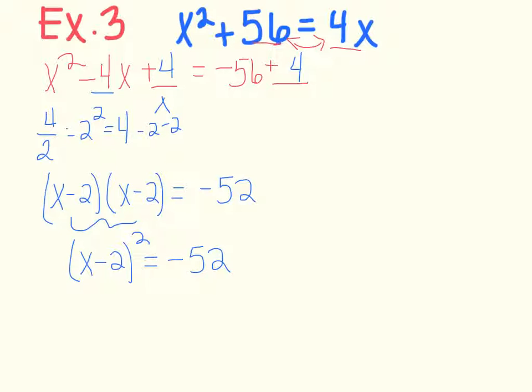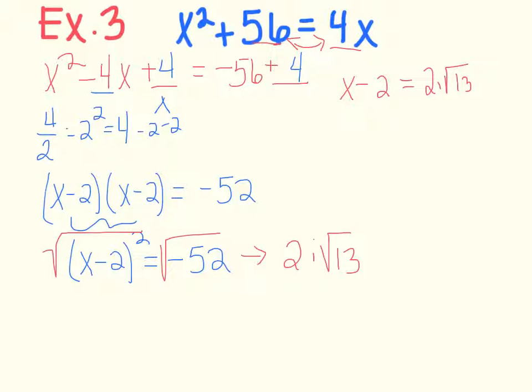So now we've got to square root both sides of the equation. Square root x minus 2 squared and square root negative 52. So when we square root x minus 2 squared, we're left with just x minus 2. But when we square root negative 52, that simplifies to be 2i radical 13. So we can just use our calculator for that or use the factoring tree. So we have 2i, don't forget the i, radical 13. And we have x minus 2 equal to negative 2i radical 13.